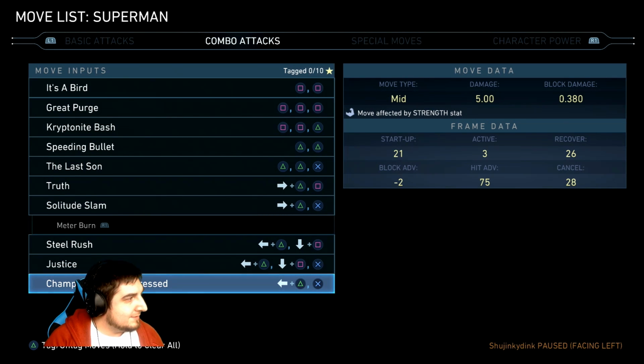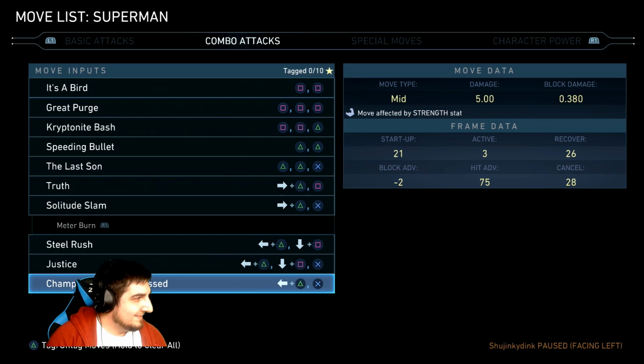So he takes the startup and the active frames and the recovery frames. So that means we are adding 21 frames to 3 frames to 26 frames. Now, I'd always been told that recovery is only useful on whiff. It does not matter if it's replaced by the block advantage. So, now we're at 50 frames. Then we minus the cancel advantage. So if we minus 28 from 50, we are at 22. Okay, with me so far?